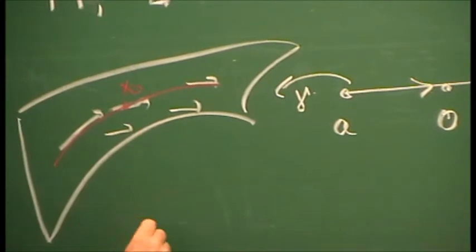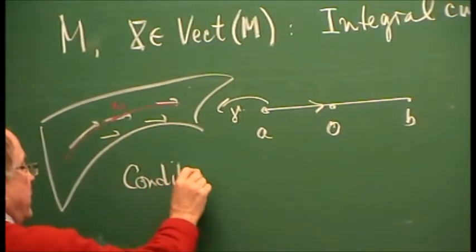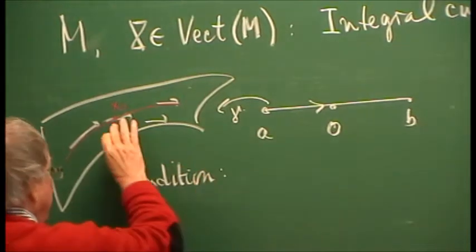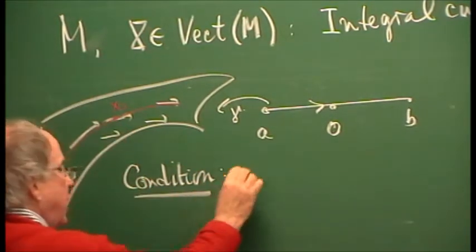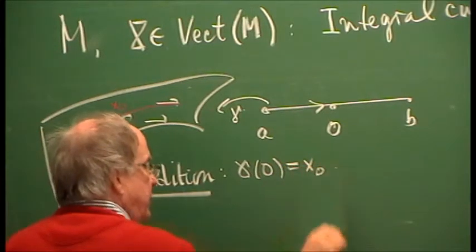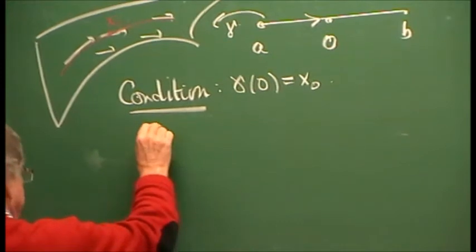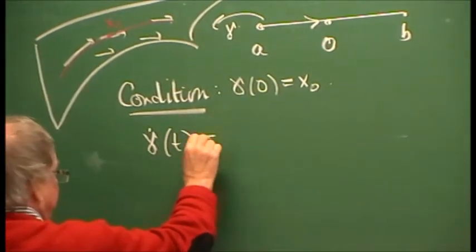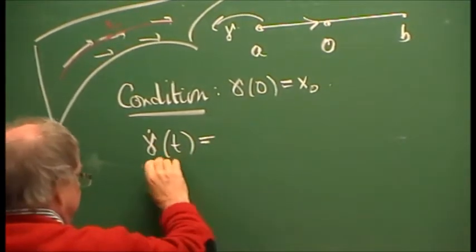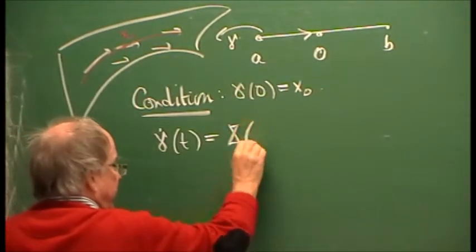And the condition that we have is that we go through the initial point. So gamma of 0 could be the base point that is given to us. And the velocity vector of gamma at the point gamma of t is the vector field at that point.